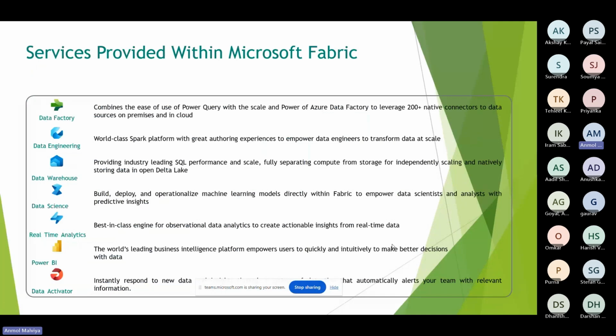Now let's move ahead and see what services are provided within Microsoft Fabric. Mainly there are these seven services inside Microsoft Fabric, and we are going to discuss each one of them in detail. First is Data Factory, which combines the ease of Power Query with the scale and power of Azure Data Factory to leverage 200 plus native connectors to data sources on-premises and in the cloud.